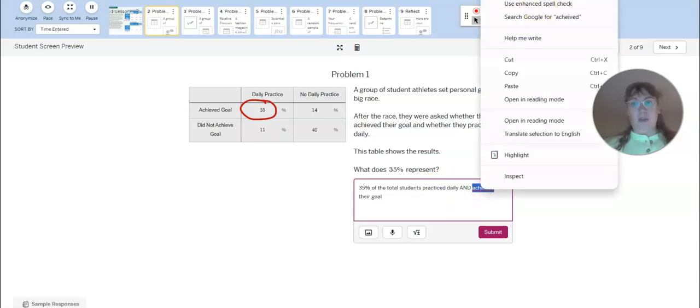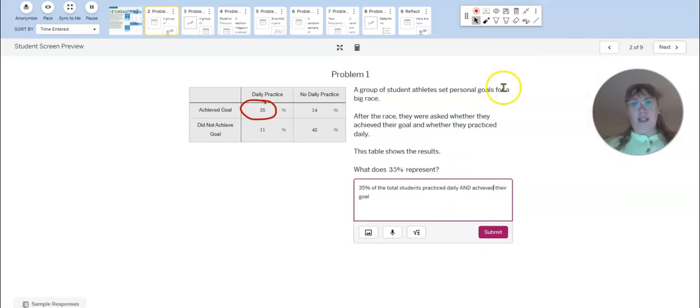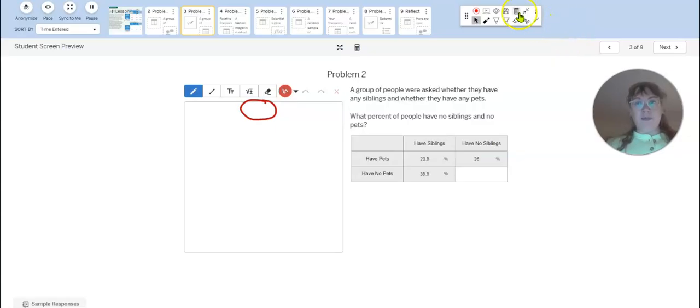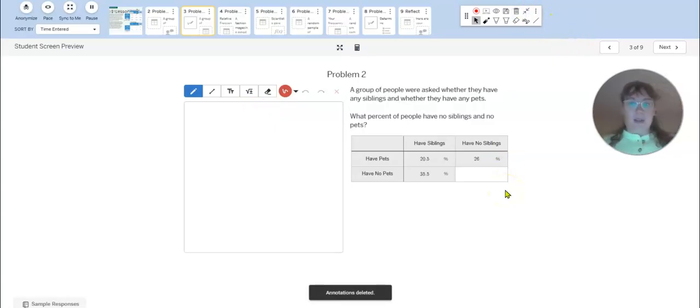So they did both of those things. They both practiced daily and achieved their goal. Beautiful. Go ahead to the next slide. A group of people were asked whether they have any siblings and whether they have any pets. What percent of people have no siblings and no pets?